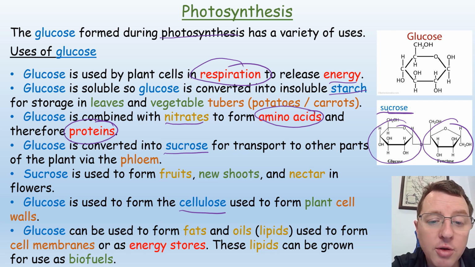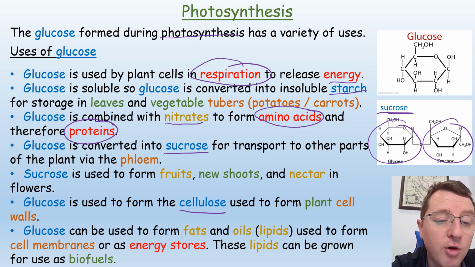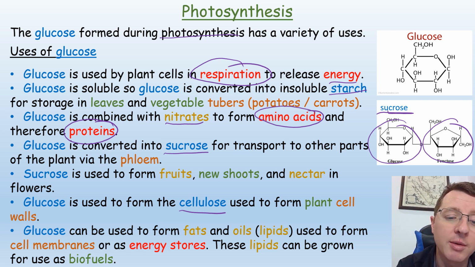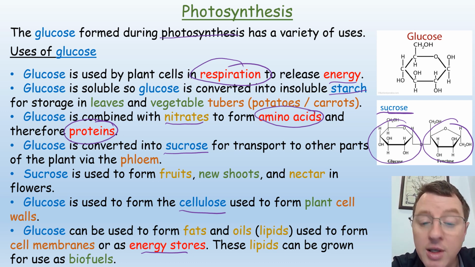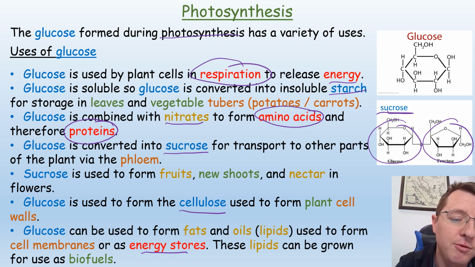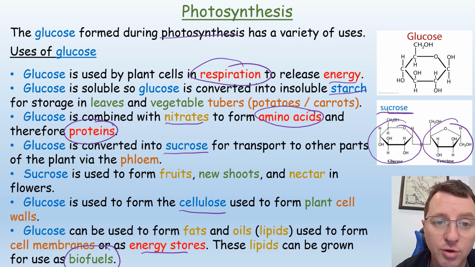And glucose can be used to form fats and oils and lipids, which are used to form cell membranes, or they can be used as an energy store within the plant. We can actually grow plants that have a large lipid content or fat content, and we can use that fat stores as biofuels, a renewable energy source.